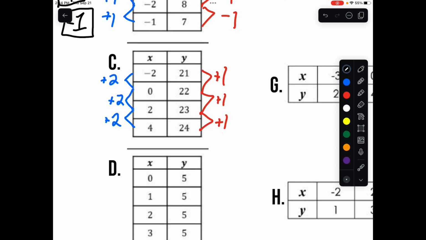The rule is it is our change in y over our change in x. Our change in y is 1 over our change in x is 2. Our slope equals 1 over 2.